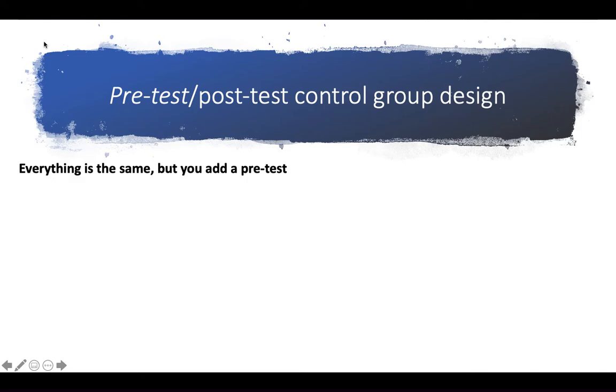Next, we have the pre-test, post-test control group design. So everything is the same here, but you add a pre-test. That way, the dependent variable is measured twice for all people. We measure it once before the independent variable and once after the independent variable.